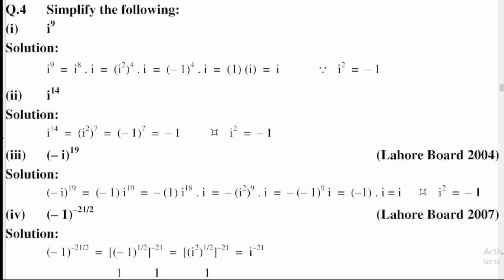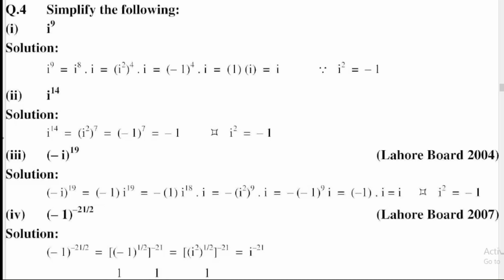Second part, that is iota power 14. Iota power 14 can also be written in the form of iota square whole power 7. So the value of iota square is minus 1, whole power 7. Minus 1 power 7, an odd number, so the value of minus 1 whole power 7 is equal to minus 1.